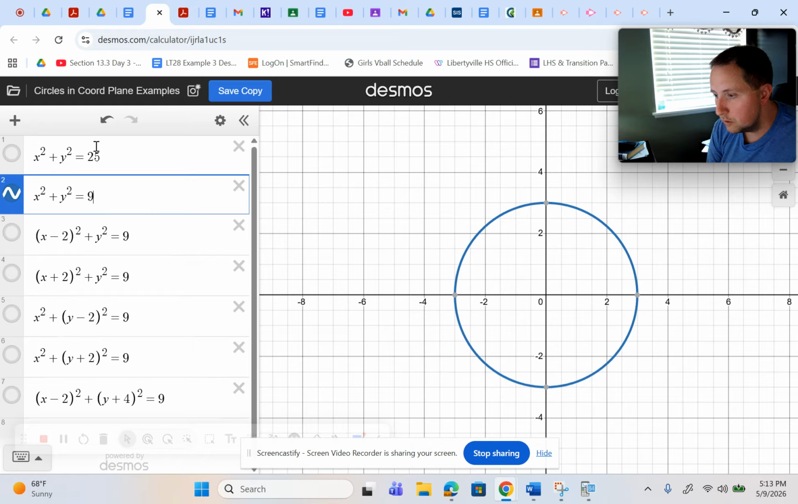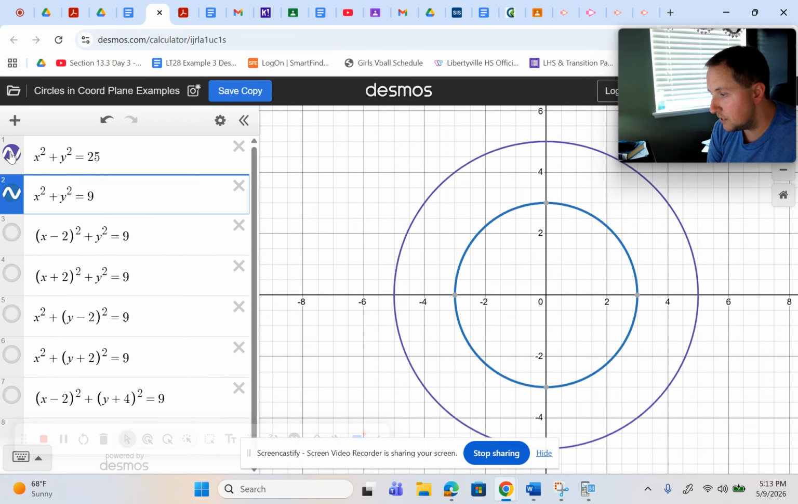Okay, so really the only difference between the first two that I plotted, and I'll put them at the same time, those are what we call concentric circles. Looks like a bullseye. They have the same center, but they have a different radius.